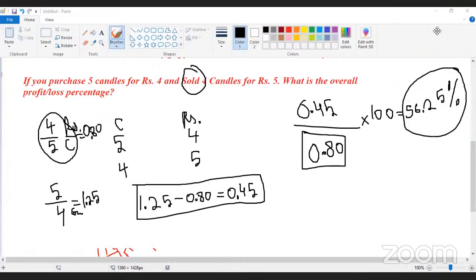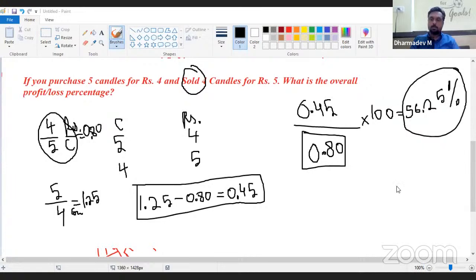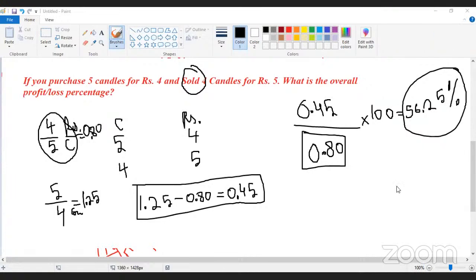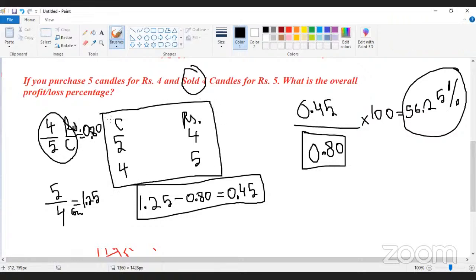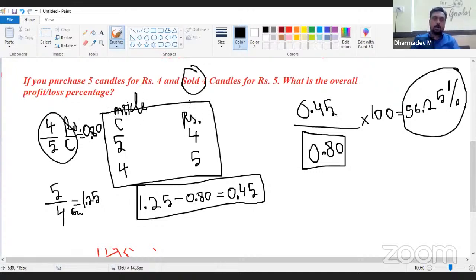Yes, sir. Any doubts? No, sir. Great. See, for the same question, I'll tell you a shortcut on how to solve it. Just look here. Write it always like this in a box. First is the candle, or you can call it the article. Next is the rupees, the cost, or I can say currency, whether in dollars, rupees or dinar, whatever it is. So candle multiplied by the rupees of the selling is just like a trick.